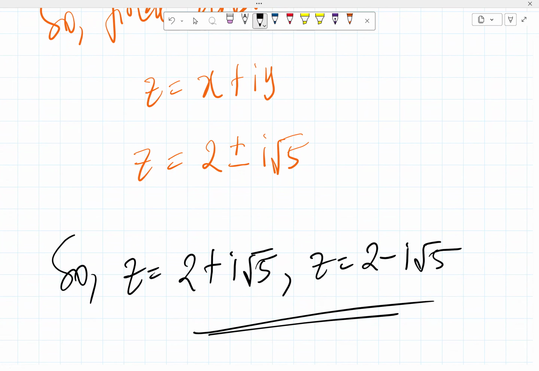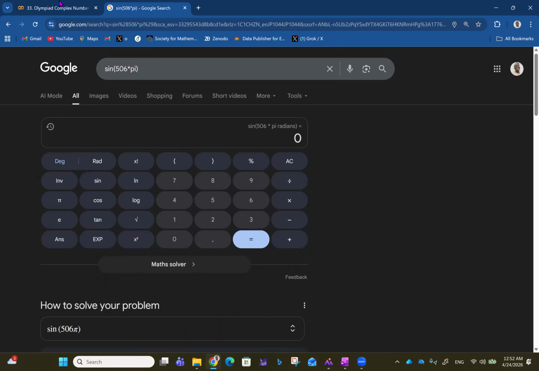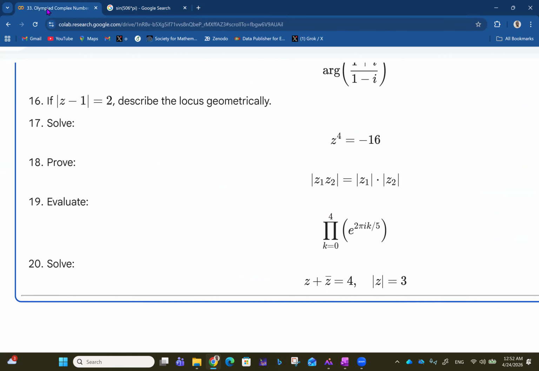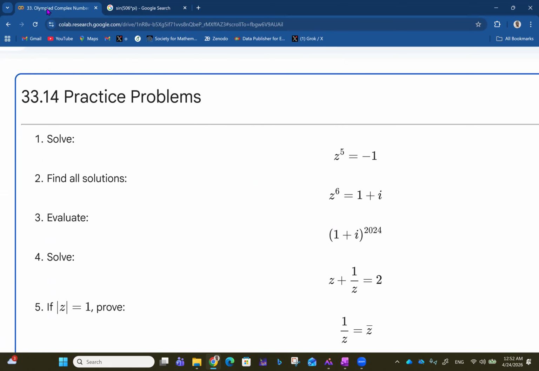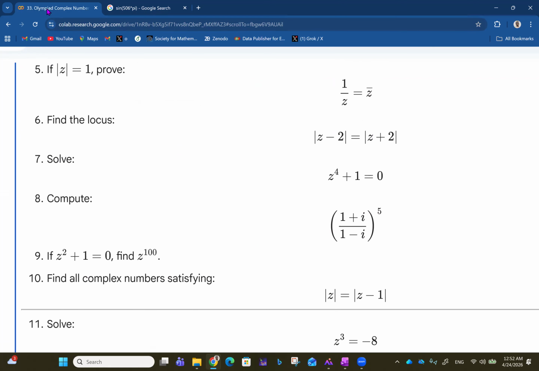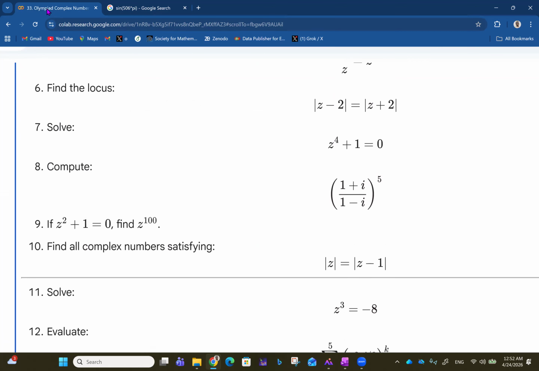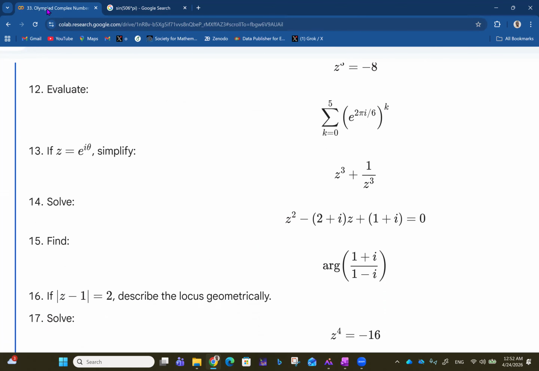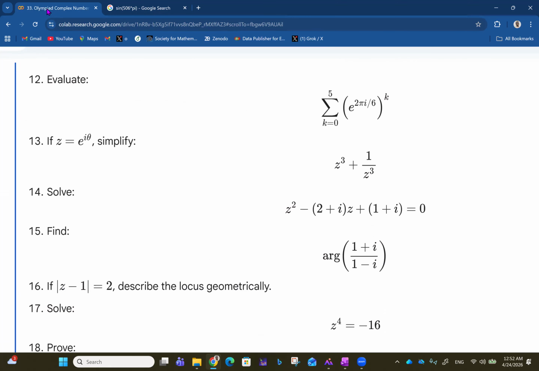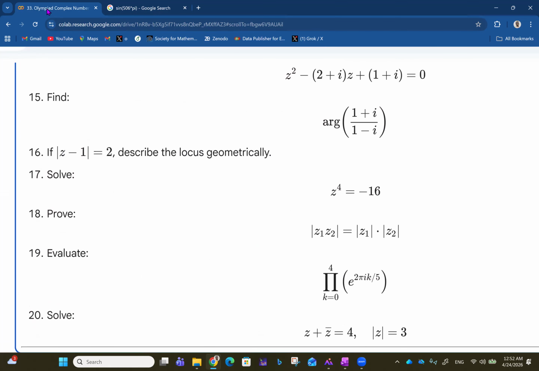So with this, we come to the end of this interesting video about solving Olympiad complex number problems. Again, let me flash the questions. Try your hands on them and see how well you understand what we have been doing. This is 1 to 5, this is 6 to 11, and then 12 to 17, and then the rest. So let me know how helpful this is for you.